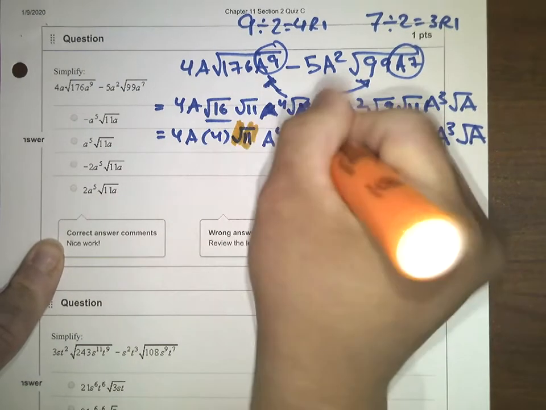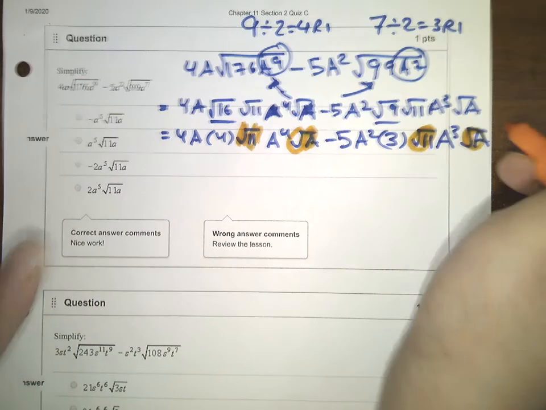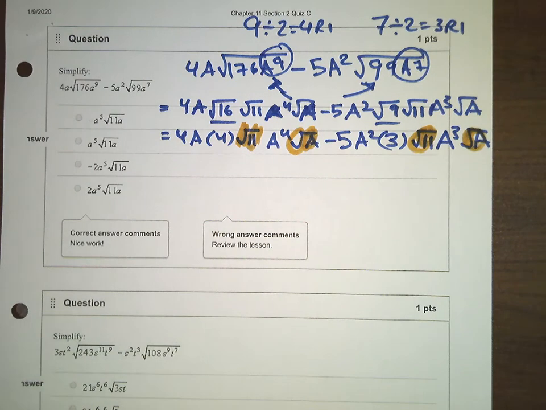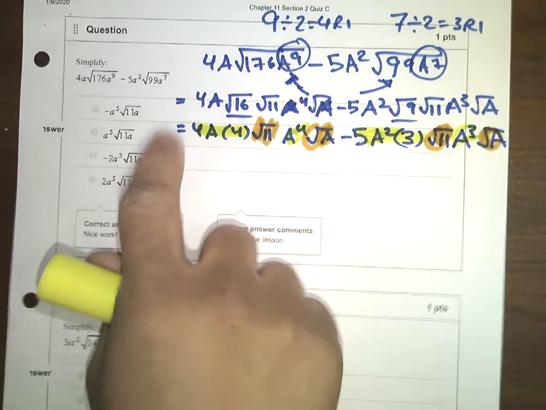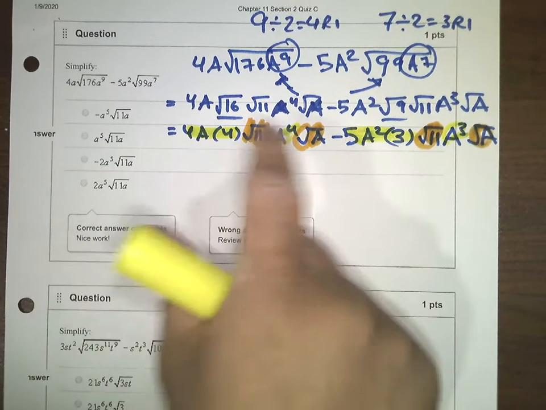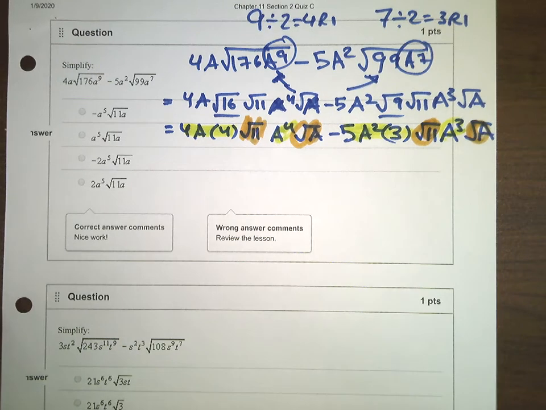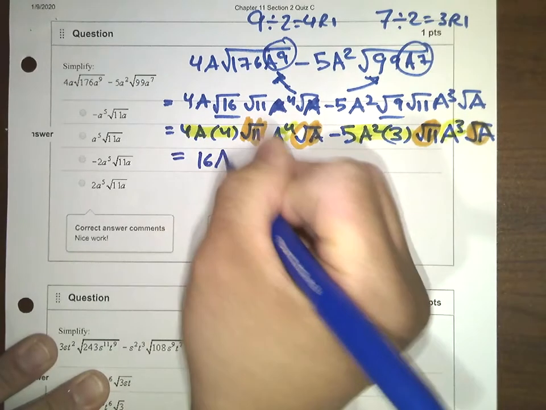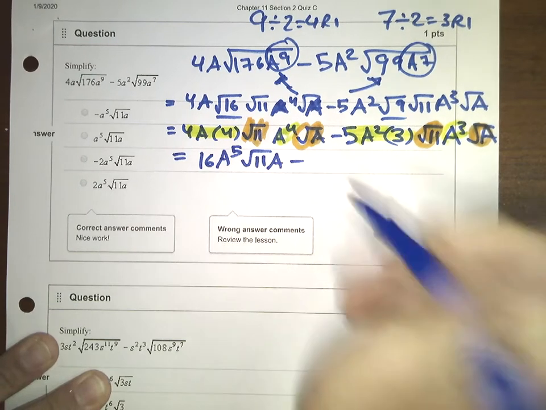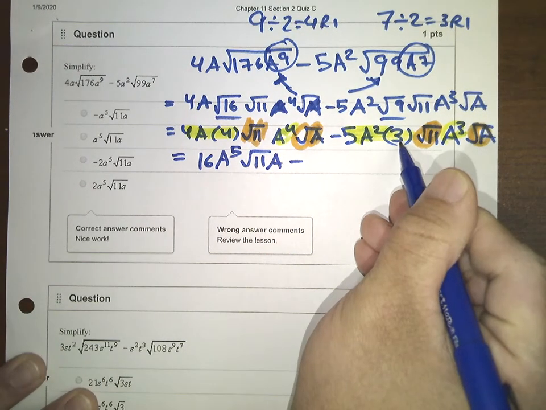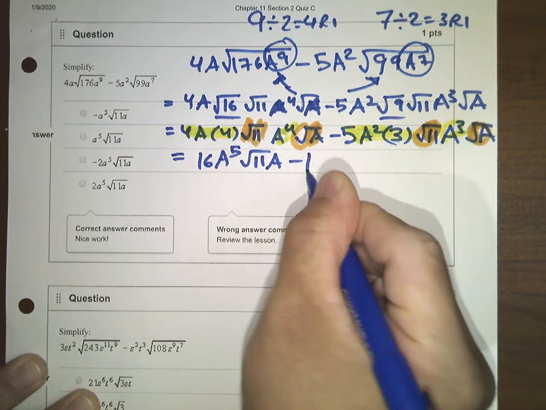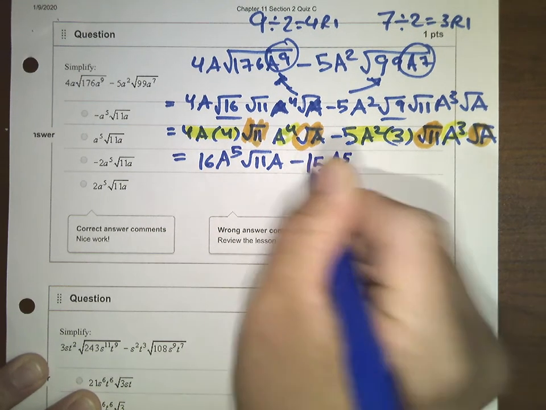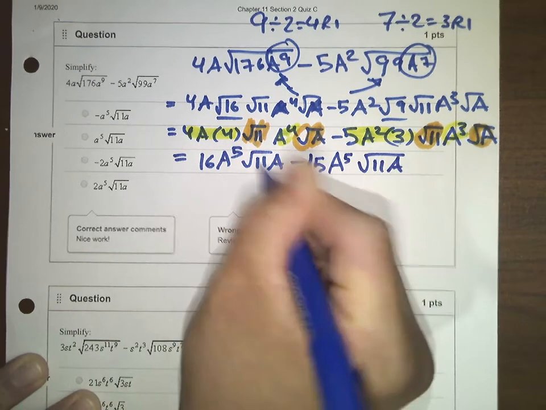So this is square root of 11a, square root of 11a, and so they are the same here. So let's just go ahead and multiply the rest of the factors in each term together now. So 4a times 4 is 16a times a to the 4th, that's 16a to the 5th. So I have 16a to the 5th square root of 11a minus 5a squared times 3 is 15a squared times a to the 3rd is 15a to the 5th, minus 15a to the 5th square root of 11a.